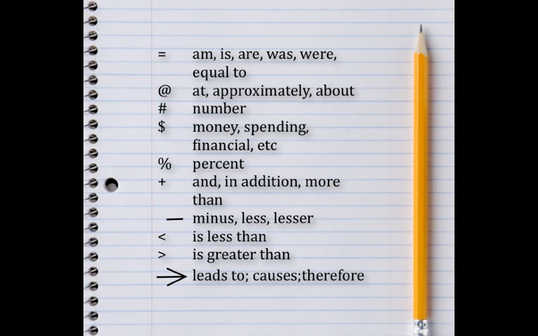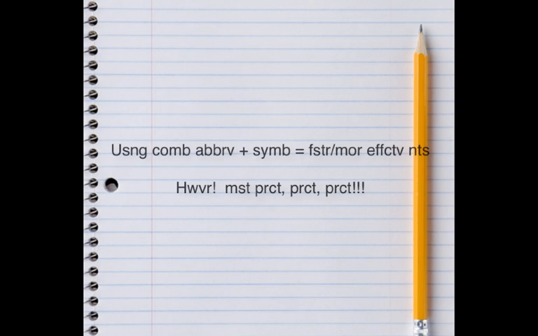The plus sign for and or in addition or even more than. The minus sign for minus, less, or lesser. The less than sign is for less than. The greater than sign is for greater than. And an arrow can mean leads to, or causes, or even therefore. Using a combination of both abbreviations and symbols will allow you to take notes faster and more effectively. However, it takes practice, lots of practice.